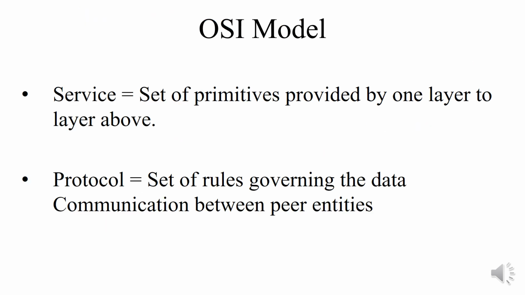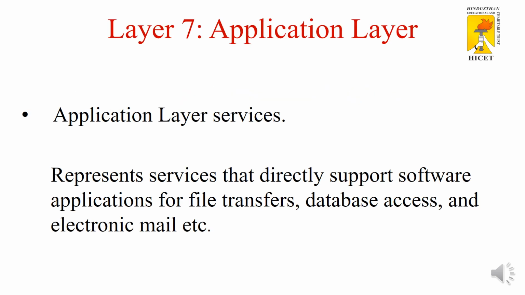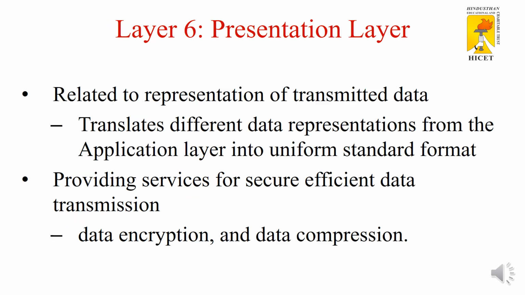application. In the OSI model, a service is a set of primitives provided by one layer to the layer above. A protocol is a set of rules governing the data communication between peers. Application layer services directly support software applications for file transfer, database access, electronic mail, etc.